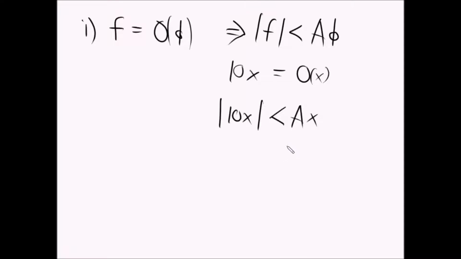So a could be any number greater than 10. So 11x would be a function which would strictly bound the absolute value of 10x, and any other number greater than that would also work. So we can see, as long as we can find at least one number a which meets this requirement, then we can say that the function f is big O of the function phi. In this case, 10x is big O of x.